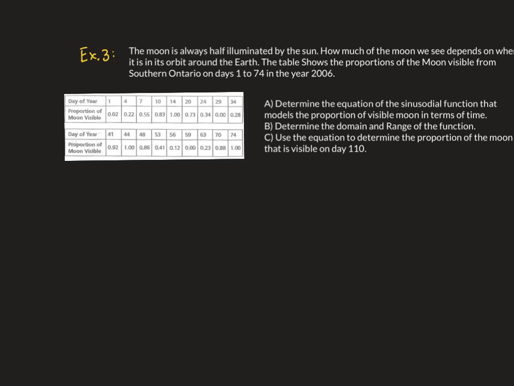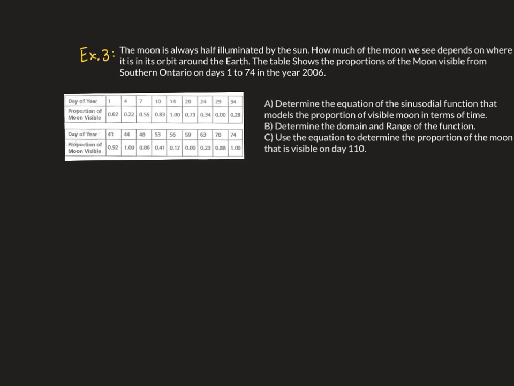Okay, so let's take a look at this example here. It says the moon is always illuminated by the sun. How much of the moon we see depends on when it is in its orbit around the Earth. The table shows the proportions of the moon visible to southern Ontario on days 1 to 74 in the year 2006. They want you to use this data to make an equation for the function, to find a domain and range, and to determine something in the future.